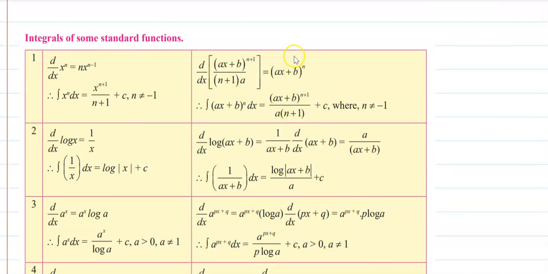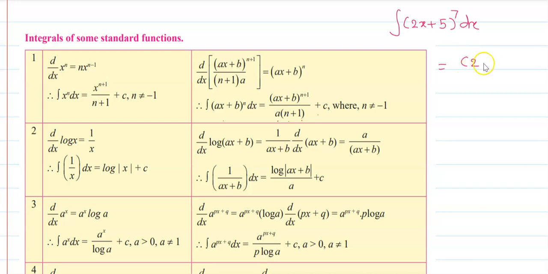And hence the integral of (ax+b)^n is nothing but (ax+b)^(n+1) upon a(n+1) plus c, where n is not equal to minus 1. So what will be its use for us? This will be helpful to find the integral of this type of function, that is (2x+5)^7 dx. To find the integral of this, what is the answer?